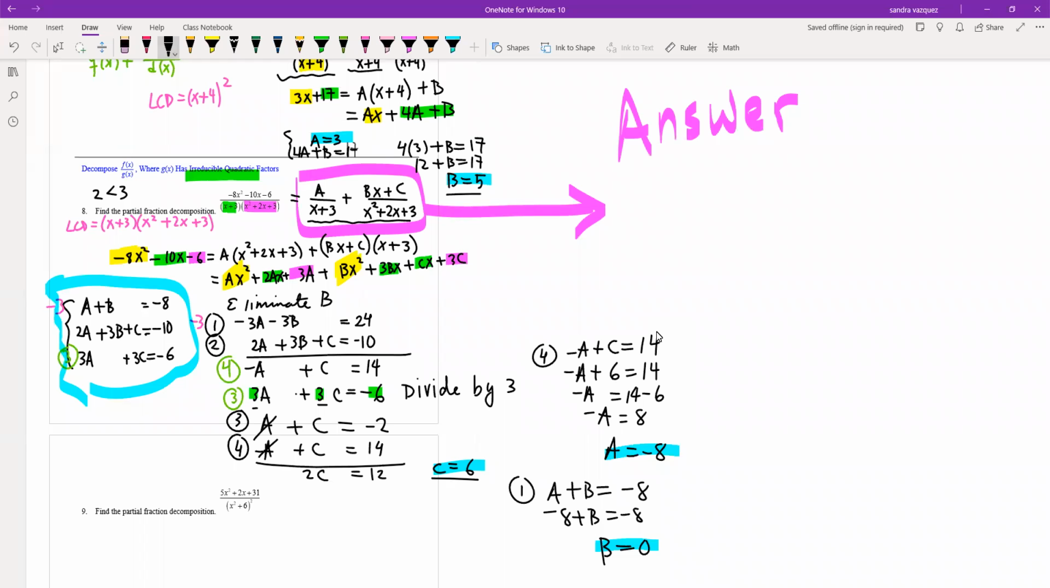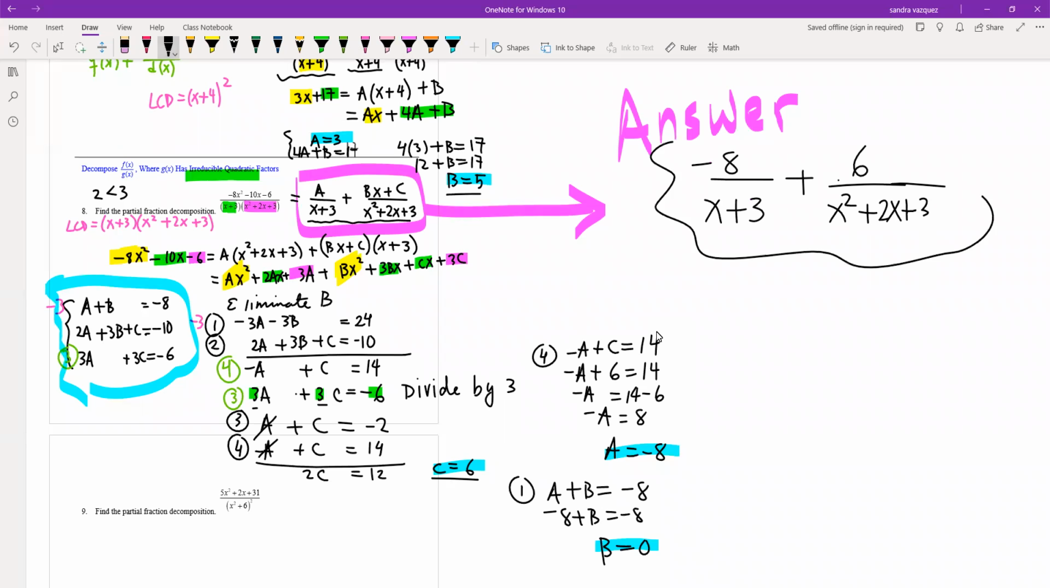Okay, so then my answer will be A is negative 8 over x plus 3. Then plus B, we don't have B, so we don't have B times x is 0. Then C is 6 over x squared plus 2x plus 3. And this will be your final answer.